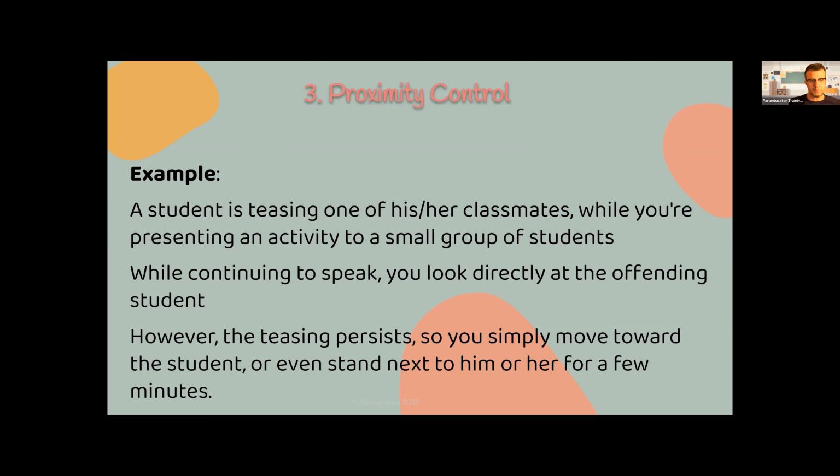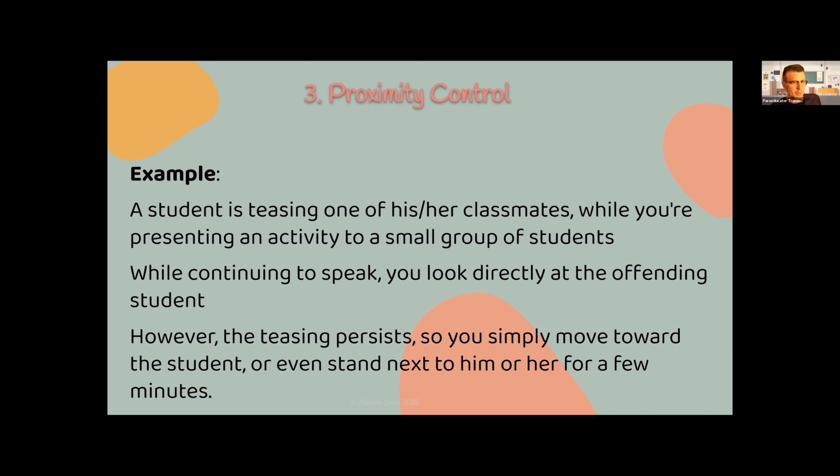Here's an example. A student is teasing one of their classmates while you're presenting an activity to a small group of students. No fun. While continuing to speak, you look directly at the offending student. However, the teasing persists, so you simply move toward the student or even stand next to them for a few minutes. Okay. We've said before that this is a great teacher skill. Don't let the misbehavior derail you. Don't let it knock you off of what you're doing.